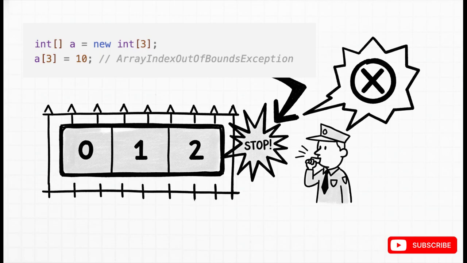And you know what? This isn't a bug. It's a safety feature. Our array has indices 0, 1, and 2. That's it. Trying to touch index 3 is illegal. The JVM is basically protecting you from corrupting memory by performing this check every single time you access an array.